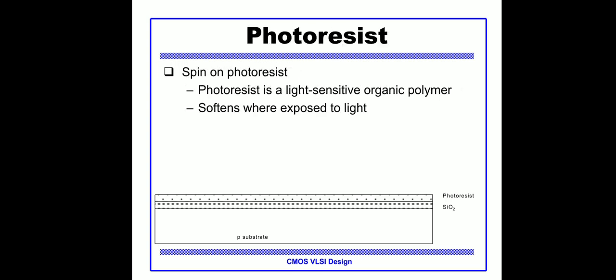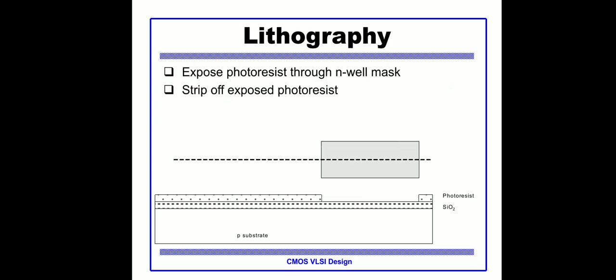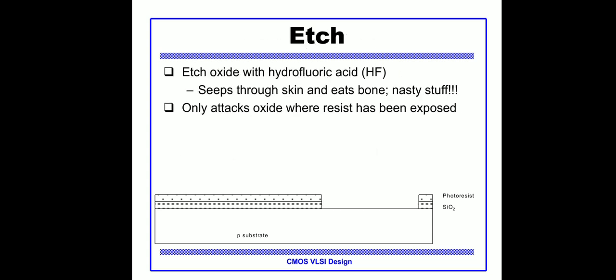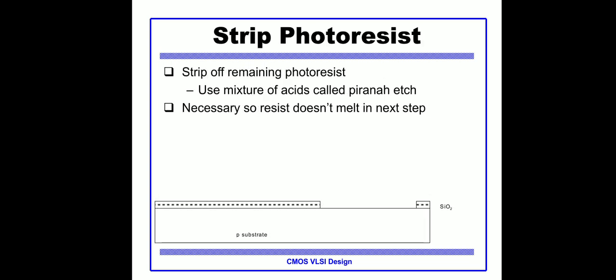After the photoresist is applied on the silicon dioxide layer, a mask with the desired pattern is used to expose it to ultraviolet light. The ultraviolet light through the mask reaches the photoresist material, and the exposed part is removed from the surface. In lithography, this exposes the photoresist through the N-well mask and strips off the exposed photoresist. In etching, the unprotected windows are removed from the surface to form a clean wafer surface. The etch only attacks oxide where the resist has been exposed. Then strip the photoresist.